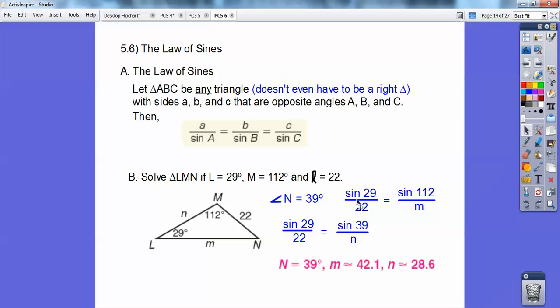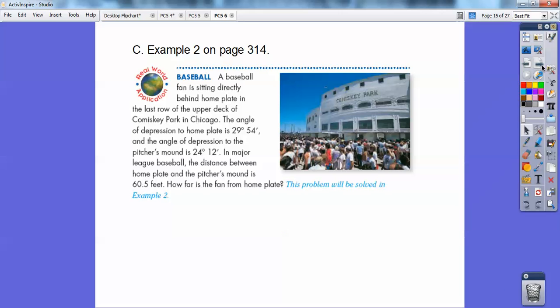So for example, on this one, I would go sine of 29, find the decimal, multiply that times m, so it's going to be some decimal times m, equals this decimal, sine of 112, times 22. So you multiply these two together, and then you divide it by whatever that decimal is, and that'll get you this m right here to be 42.1. And then do the same for this one to get 28.6. Okay, it goes really fast, you guys.